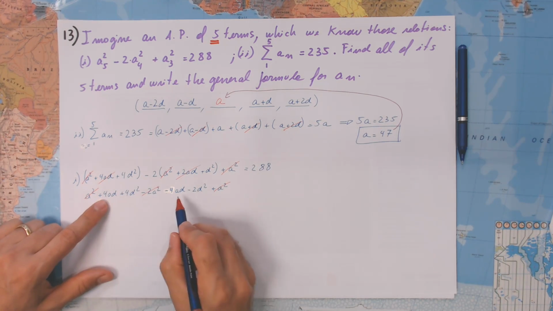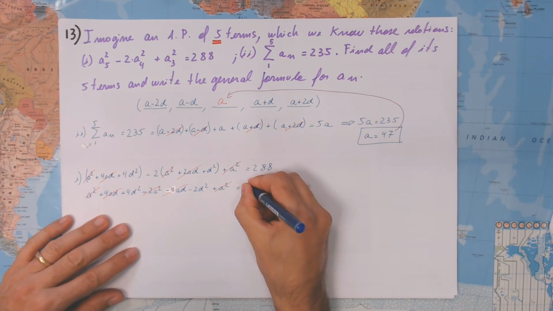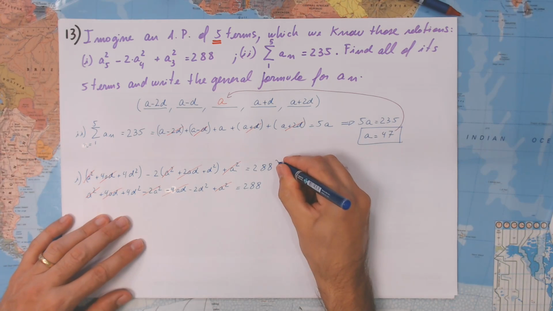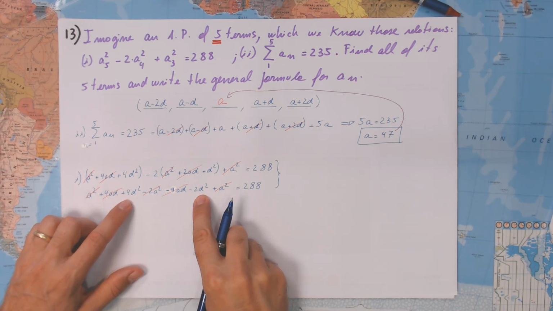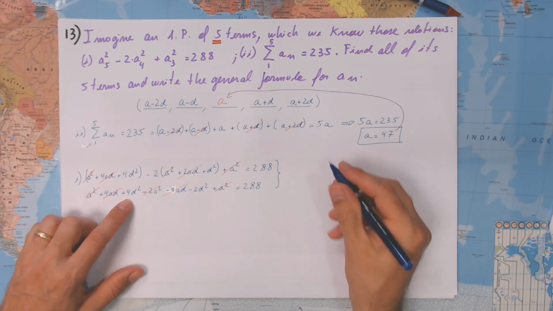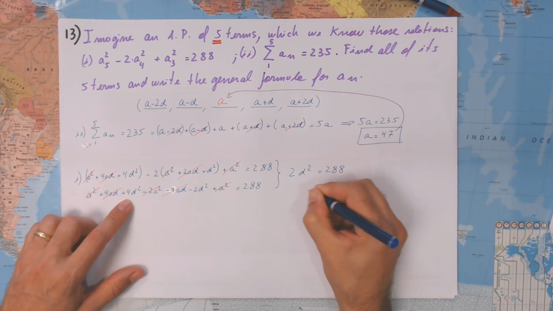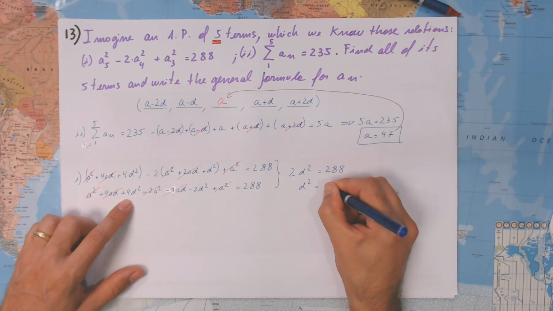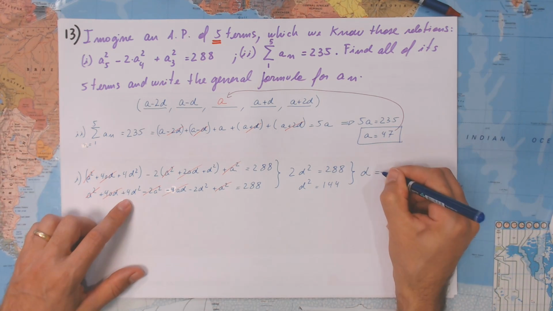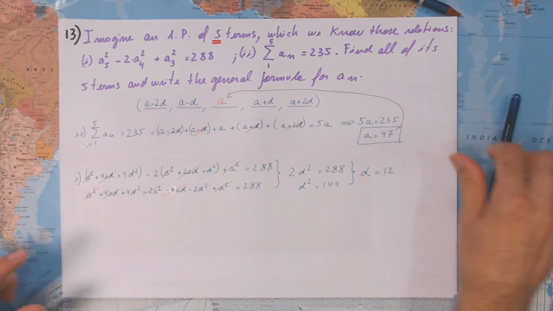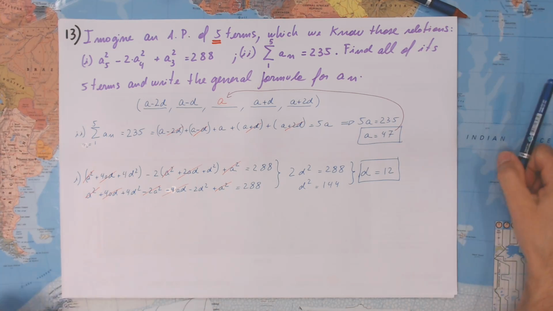Now, 4AD with this 4AD, we just cancel. And this is just 288. The result of this, we're going to have 4D squared minus 2D squared. This is going to give us 2D squared. It is going to be 288, meaning that D squared is going to be 144. And we know that 12 squared is 144. So this is the other information we're going to get.